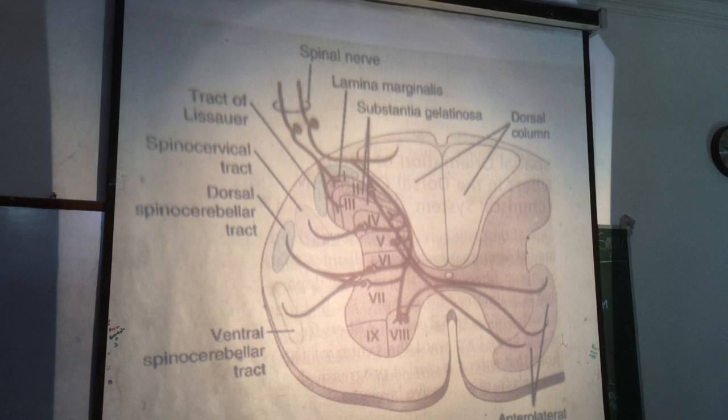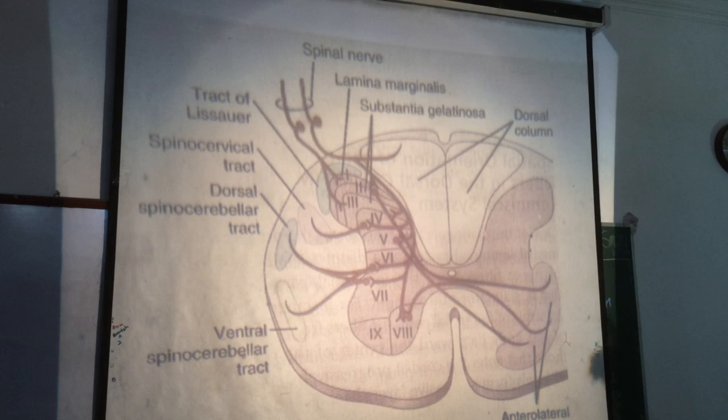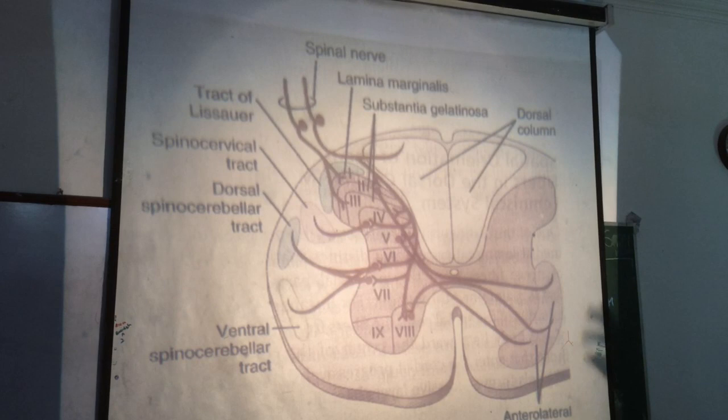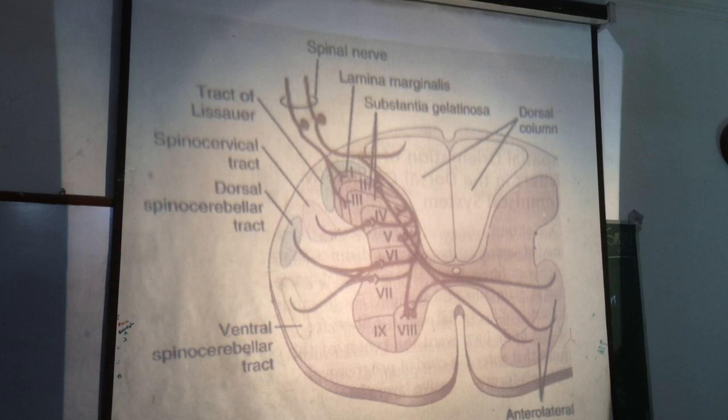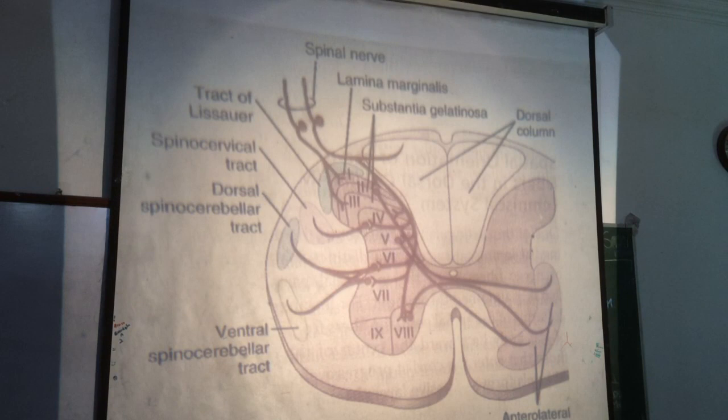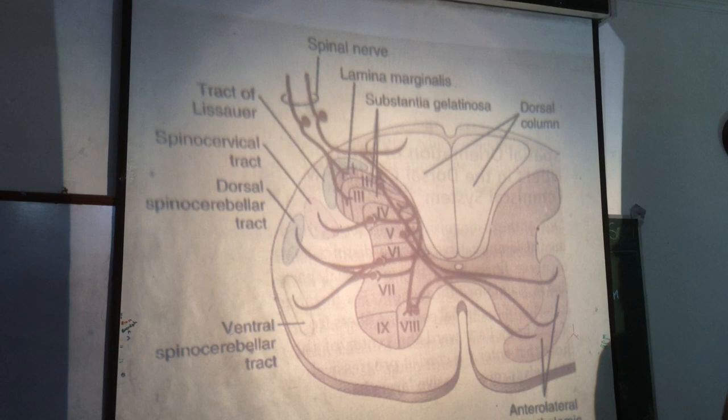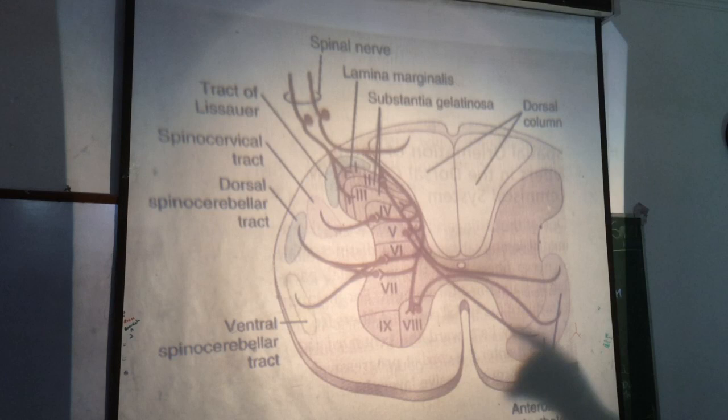Keep in mind there is crossing over of the second order nerve fibers in the spinal cord to the opposite side, right? So if there is a lesion of this tract in the spinal cord, then the sensory loss will be on the contralateral side, because there is crossing over of second order nerve fibers in the spinal cord.